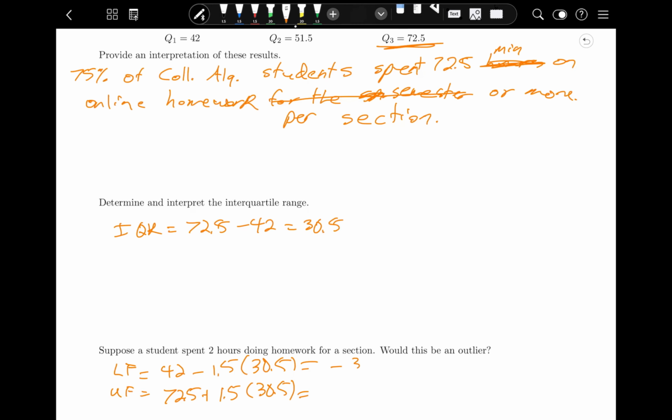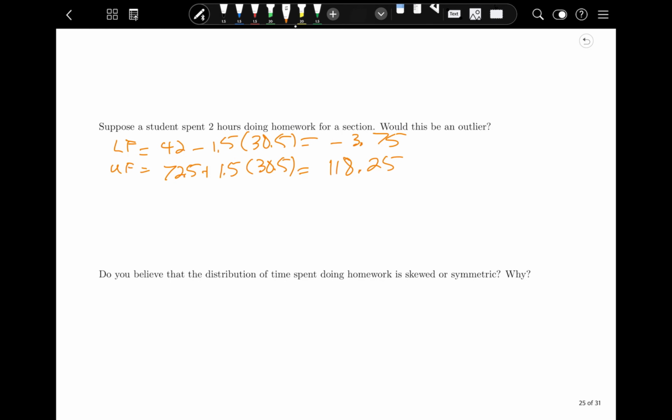Okay, so once again for the lower fence, we got a negative number, so there aren't going to be any outliers down there. And for this, we get 118.25. So is 2 hours an outlier? Yes, because these are in minutes, and 2 hours equals 120 minutes, which is greater than the upper fence, so 2 hours is an outlier.